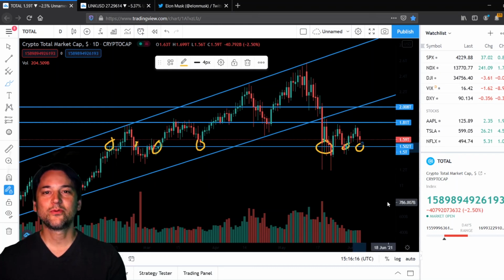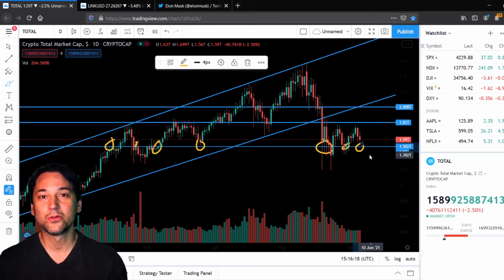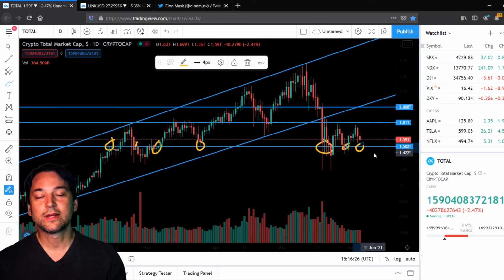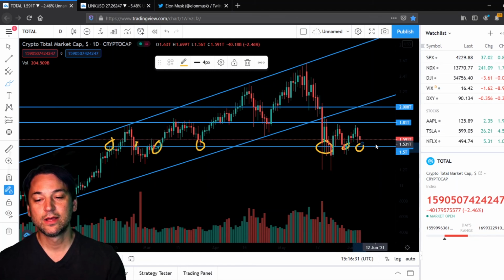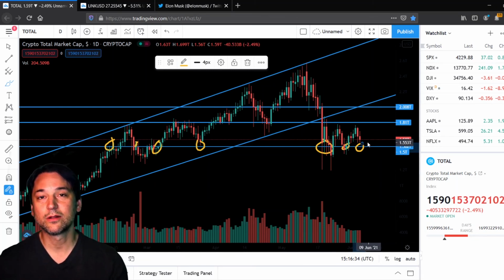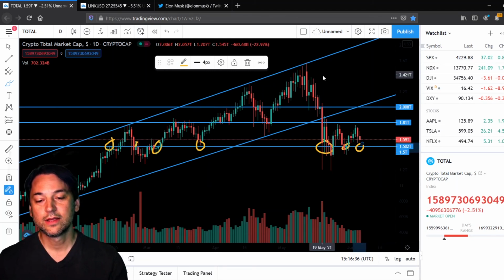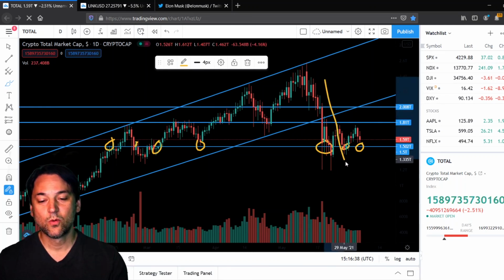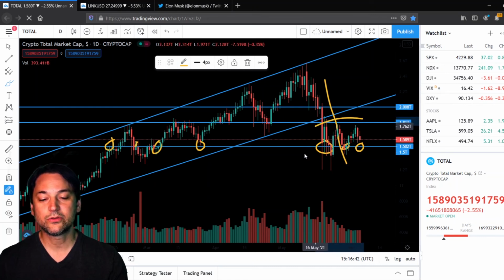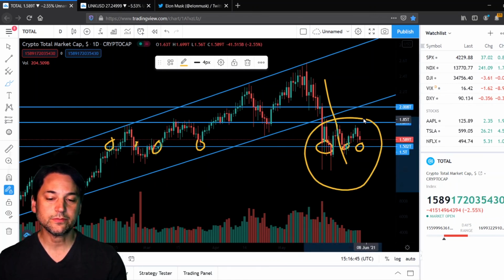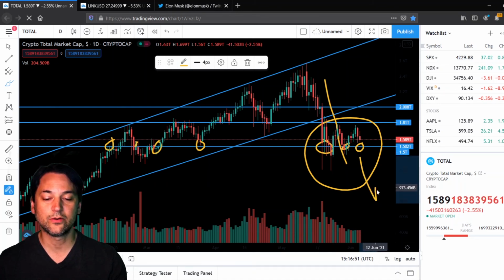Will $1.5 trillion hold? Well, I'll tell you what, in trading and investing, the best you can do is work with probabilities. There are no certainties, but I personally am looking to put a little bit more money into the market. I wanted to see what the outcome of this big drop was going to be. It seems to have found a little bit of support in this area. Of course, it can head lower right now.